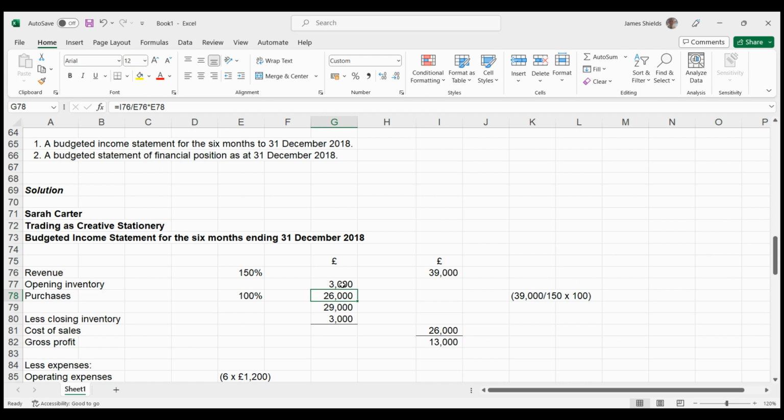So as you know now from your cost of sales, your opening inventory plus our purchases, add them together, gives us 29,000. We deduct the closing inventory, which is £3,000, which gives us cost of sales of £26,000. And then gross profit, it's your revenue, take away your cost of sales, and that's going to give us £13,000.